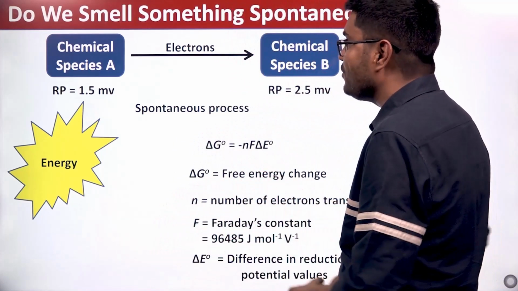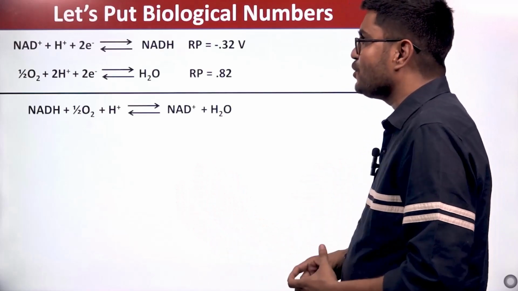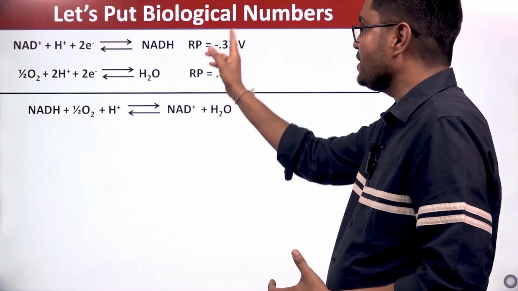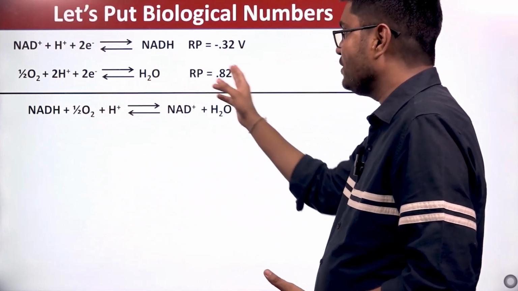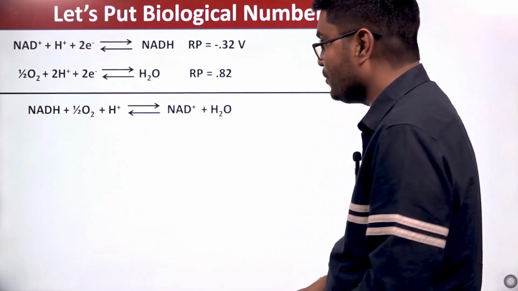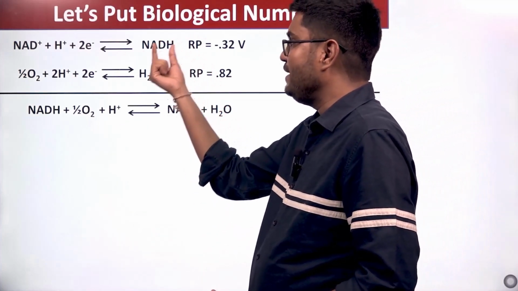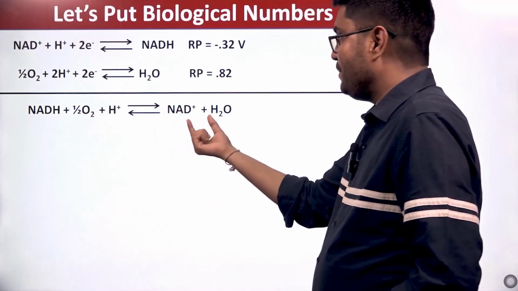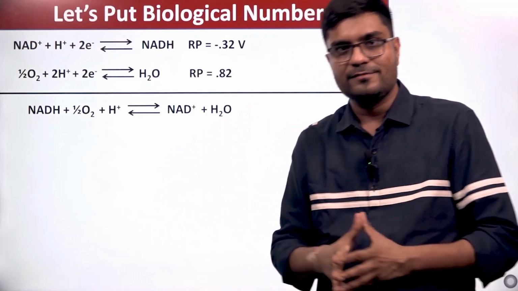Let's calculate the amount of energy for a famous example which we have already seen. We have seen that NAD plus, H plus, 2 electrons has reduction potential minus 0.32 volt, and half O2 to H2O has reduction potential plus 0.82. The final reaction will happen where electrons will go from NADH to half O2, NADH converting into NAD plus, and half O2 converting into water. The famous reaction of mitochondria.